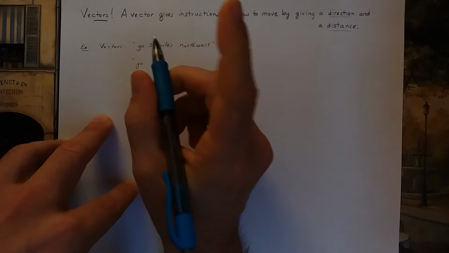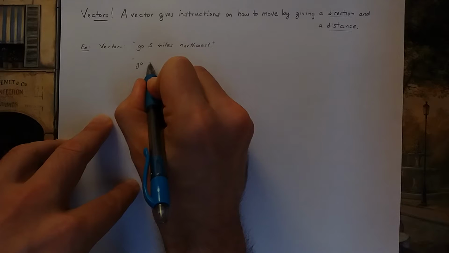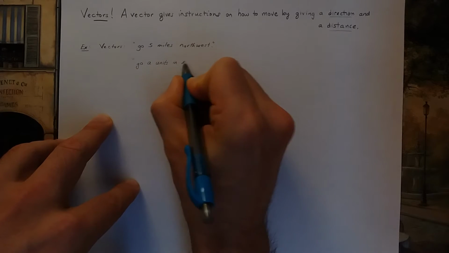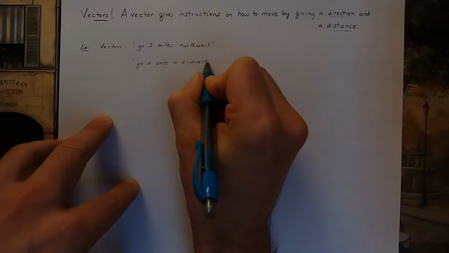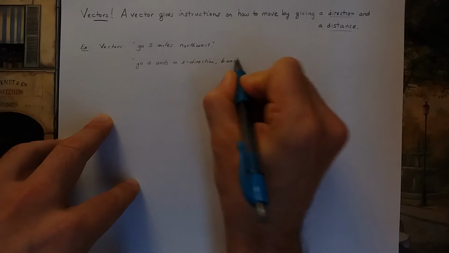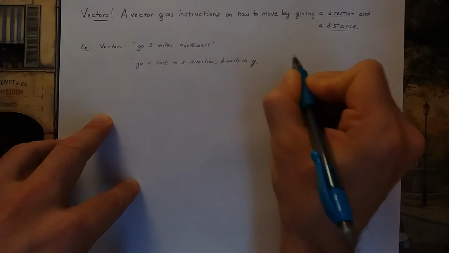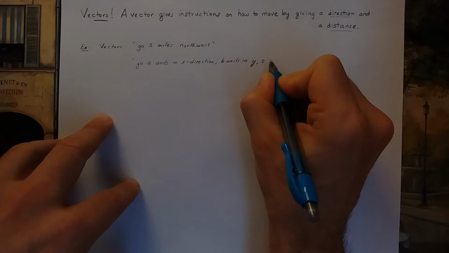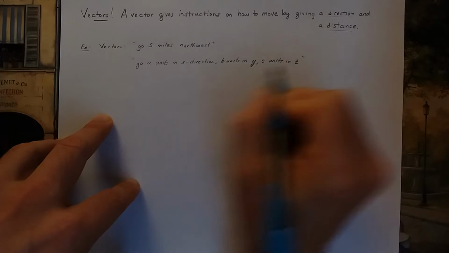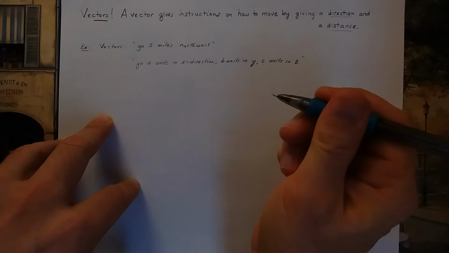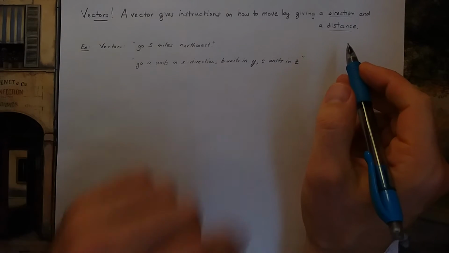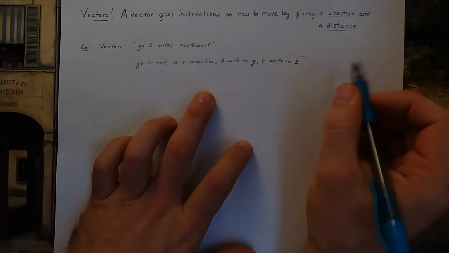Here's another vector. Let's say I'm in R3, and I say go A units in the X direction, B units in the Y direction, and C units in the Z direction. So if I'm in R3, I take A steps in the X direction, B in the Y, and C in the Z direction. That's a vector. I'm giving you direction and distance.